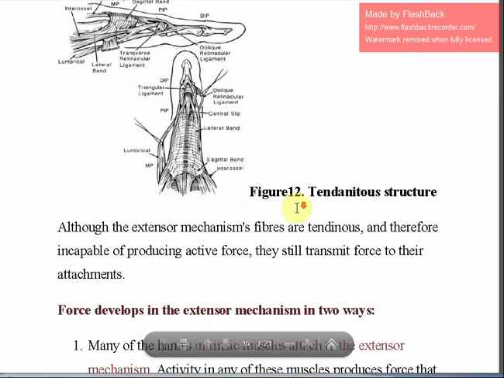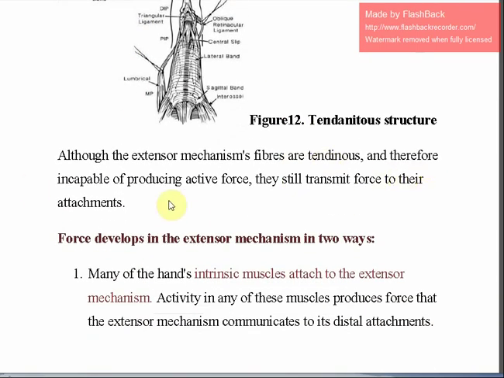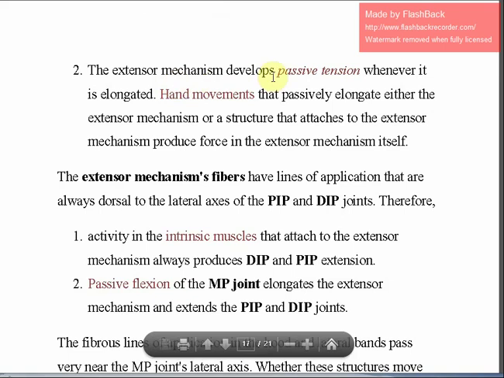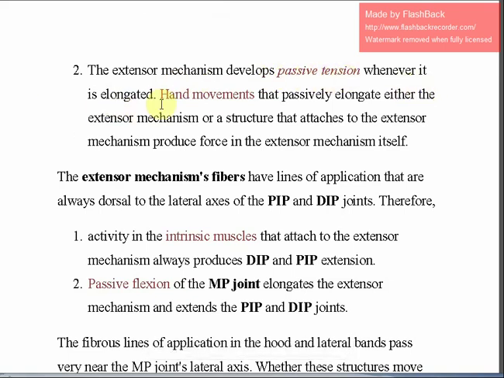So although the extensor mechanism fibers are tendinous and therefore incapable of producing active force, they still transmit force to their attachments. The force develops in the extensor mechanism in two ways. Many of the hand's intrinsic muscles attach to the extensor mechanism. Activity in any of these muscles produces force that the extensor mechanism communicates to the distal attachments. The extensor mechanism develops passive tension whenever it is elongated. So hand movements that passively elongate either the extensor mechanism or a structure that attaches to the extensor mechanism produce force in the extensor mechanism itself.